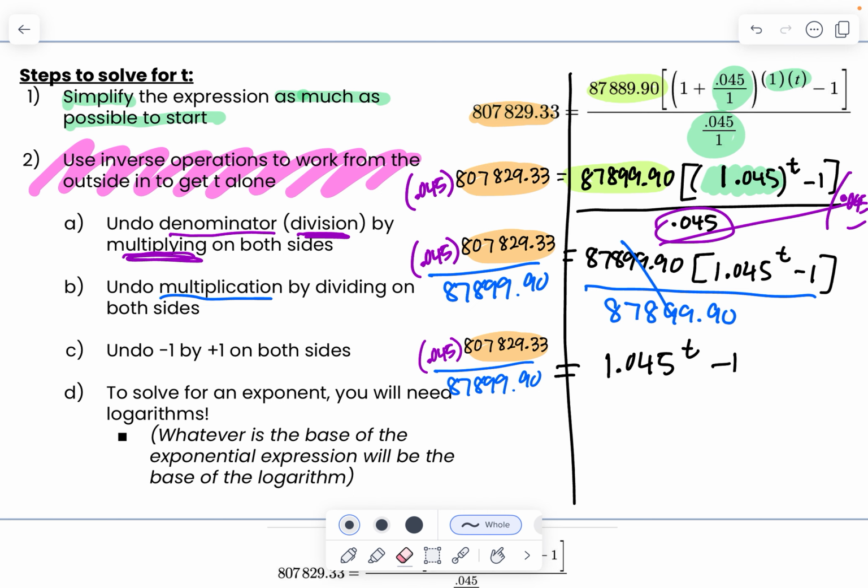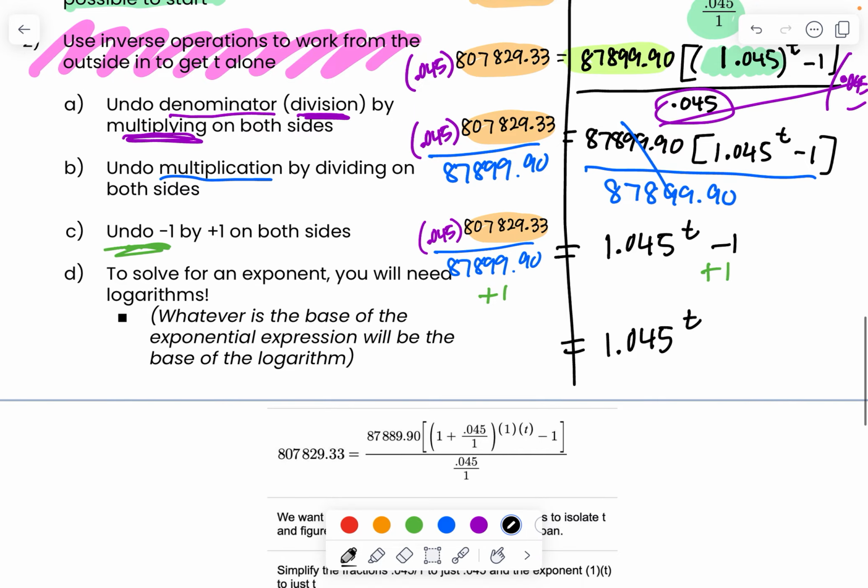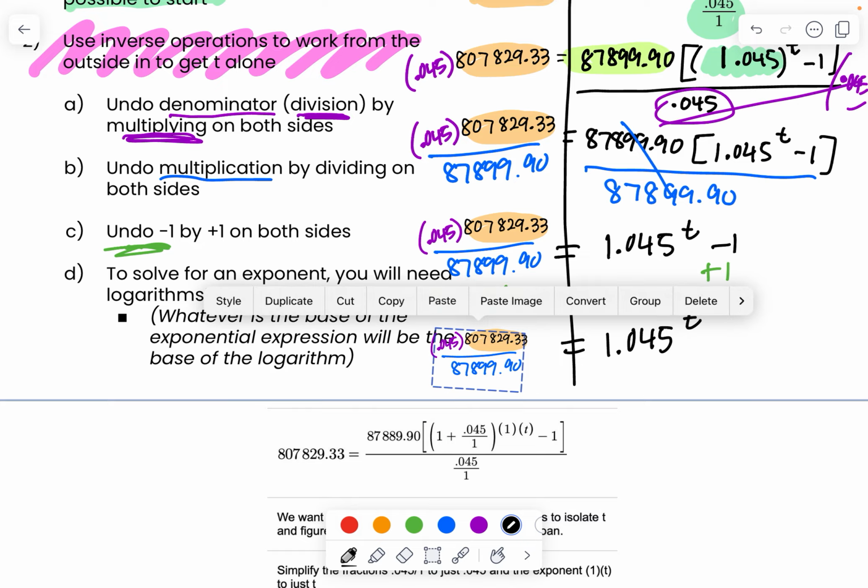Again, we're getting closer and closer to getting t by itself. At this point, this minus 1 needs to go. I have to undo subtracting by 1. How do we undo subtraction? With addition. Whatever we do on one side, we do to the other. So now we have 1.045 to the t equals all of this stuff on the left plus 1.